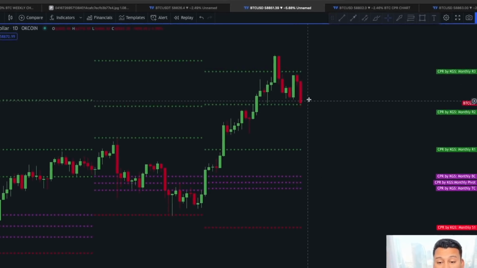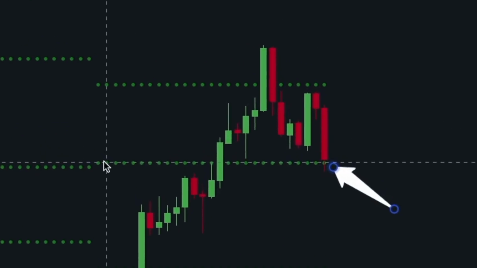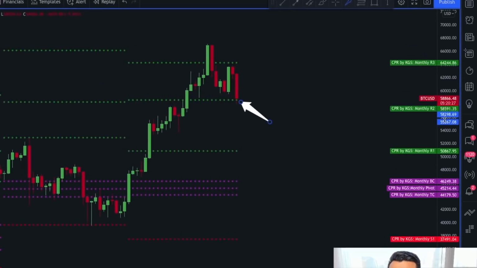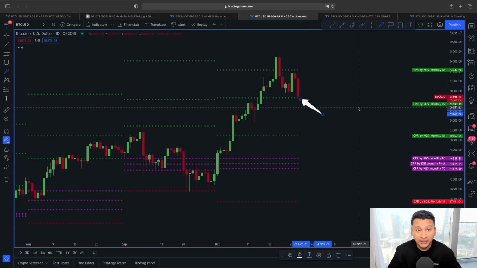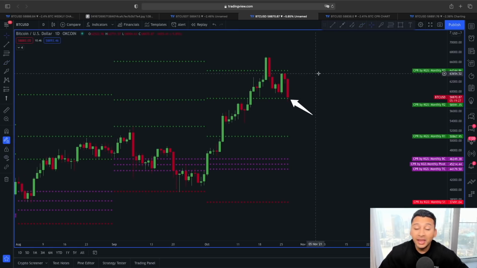And now this price pullback, where is it finding support? Exactly at this monthly R2 line of this CPR indicator for this October month. This monthly R2 line is also exactly lying around the 58,500 price area. So now we are aware around this 58,000 there is strong support for Bitcoin, and we have to hold that at any cost, because if we break that support, then the next possible support is lying around this monthly R1 line, and that could be around the 51,000 price range, and that is not what we want to see happening for Bitcoin.